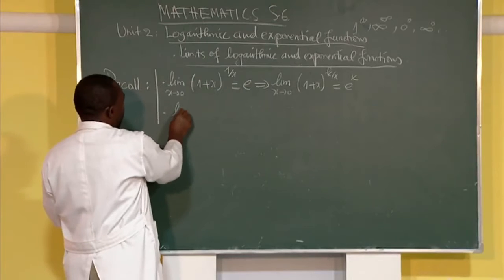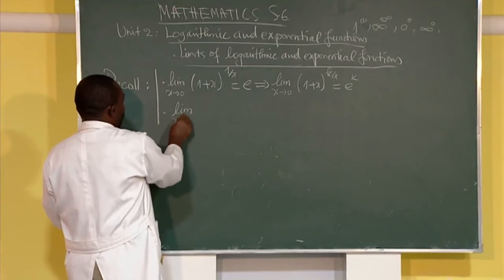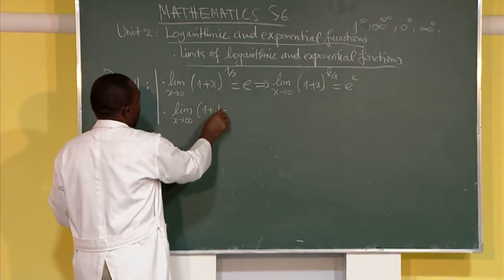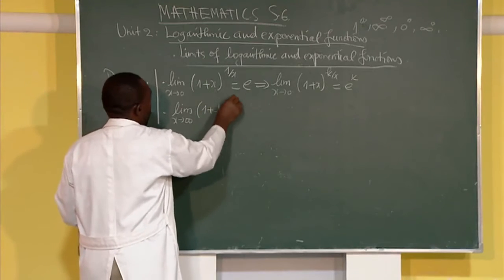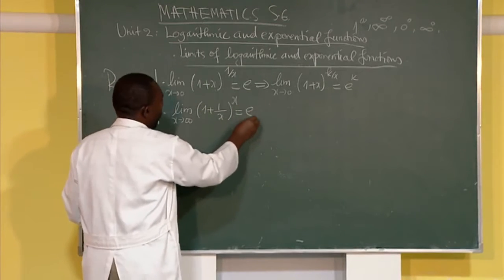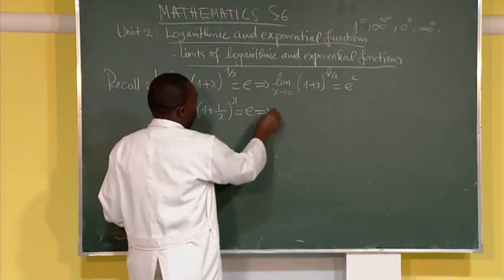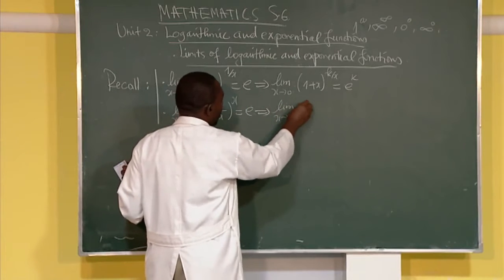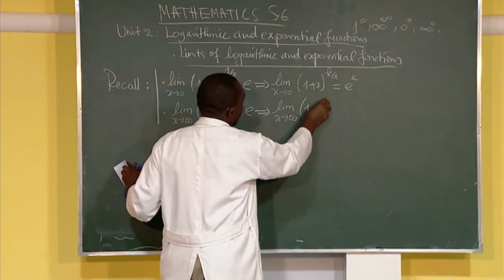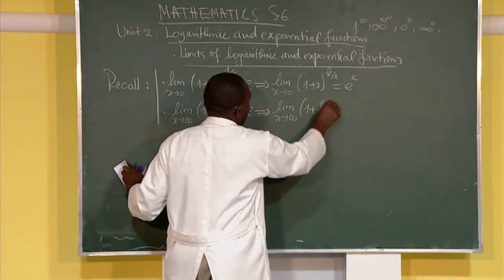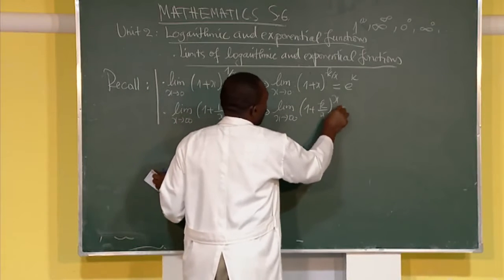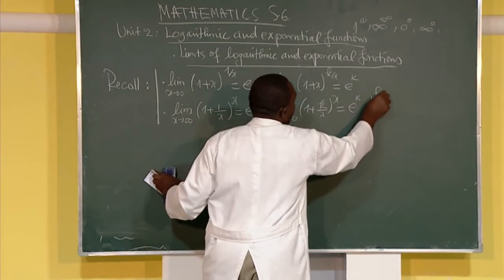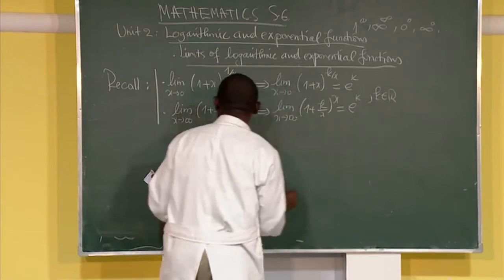And the limit as x approaches infinity of (1 plus 1 divided by x) to the power x equals e. And from this, we have that the limit as x approaches infinity of (1 plus k over x) to the power x is also equal to e to the power k. k is a real number.